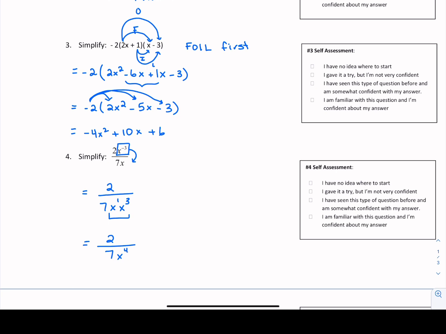I can't reduce this fraction any further. 2 over 7 can't be reduced. I don't want to make that a decimal number. Fractions are your friends, so leave the fractions alone. And there are no more x's that we can combine, no other variables. So this is completely simplified.